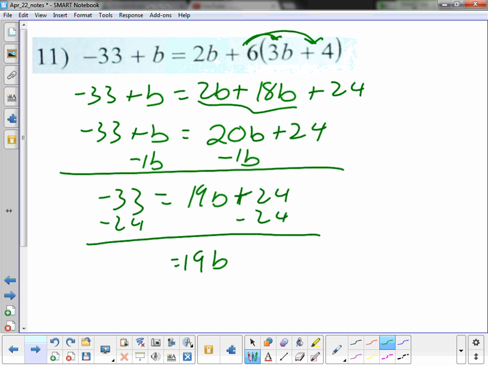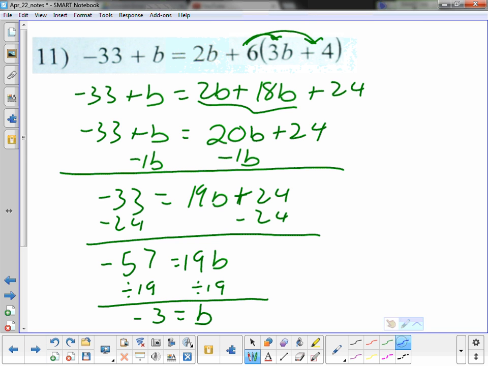Now, since they're both negative, I add the numbers and I keep the sign. I only change the sign, remember, if it's multiplication. So it's negative 57. So then I got to get negative 57 equal to 19b. So I'm going to divide by 19. And that gets me b on this side. And the negative 57 divided by 19, if I go to the calculator, it tells me negative 3.